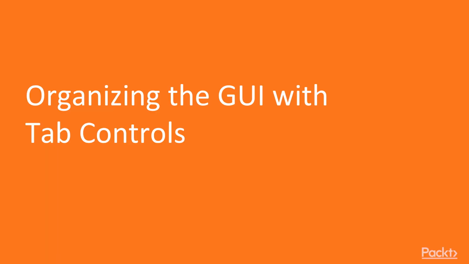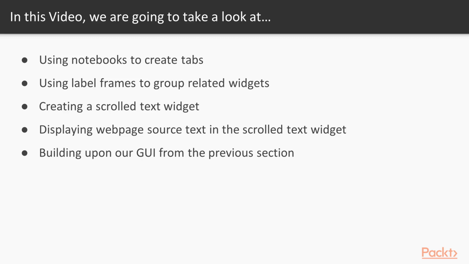In this first video, we will organize our GUI using tab controls. We'll be using notebooks to create those tabs. We'll be using more label frames to group related widgets together. We'll be creating a scroll text widget. We'll be using some Python code to get the text from web pages, and we'll display that in the scroll text widget. And basically, we are building upon our GUI from the previous section, extending it.